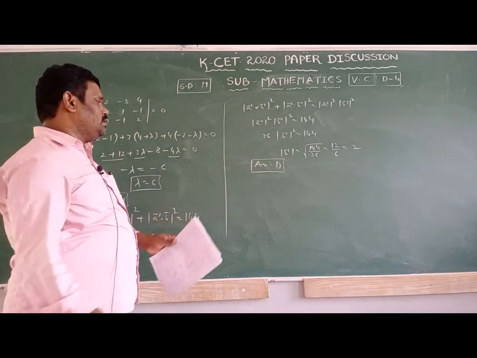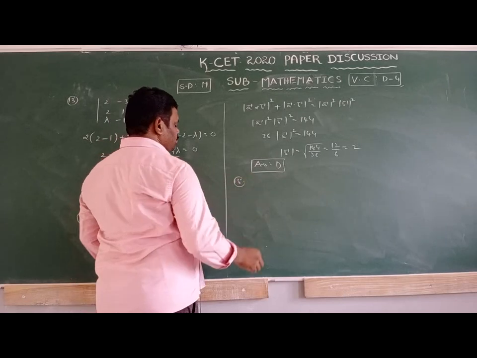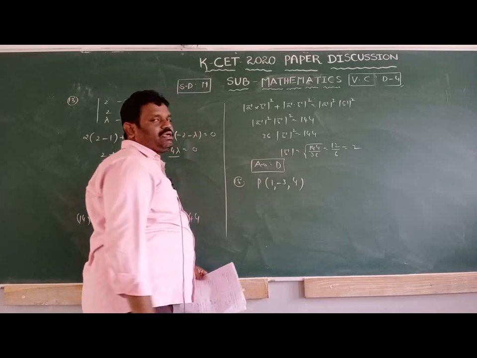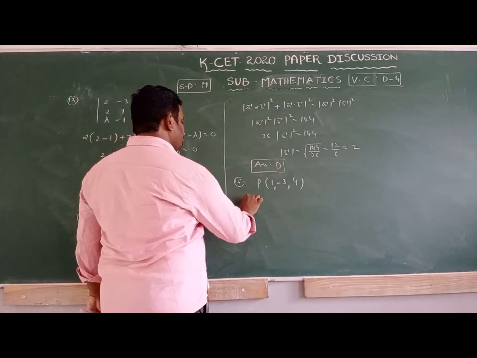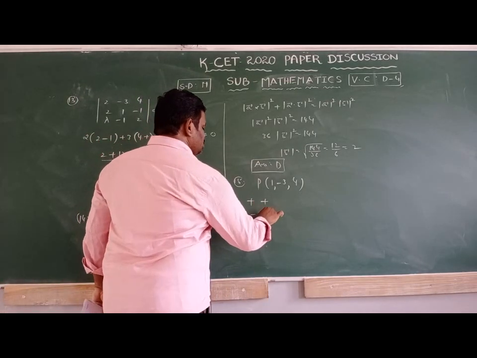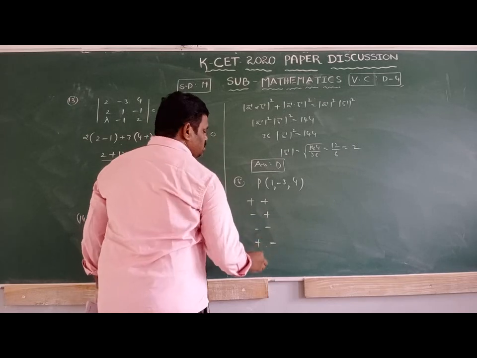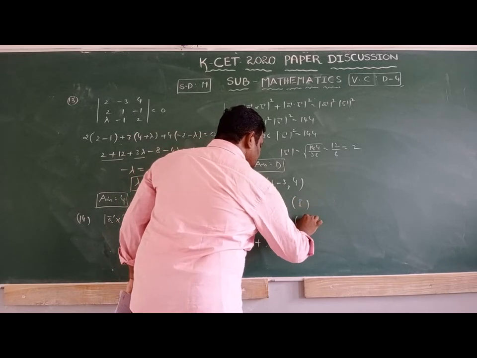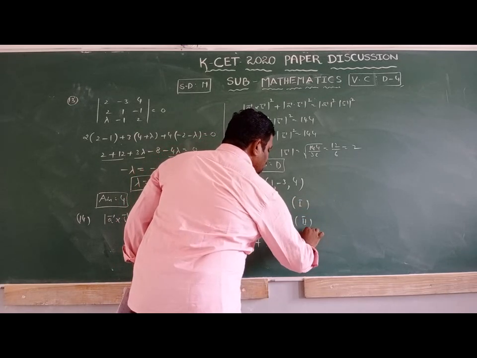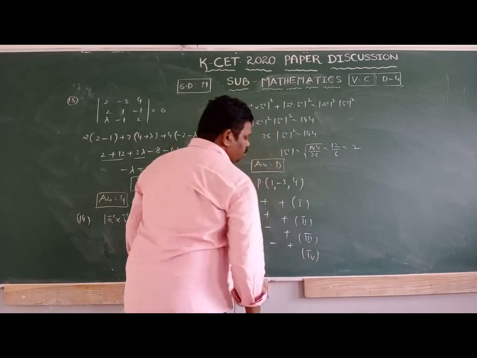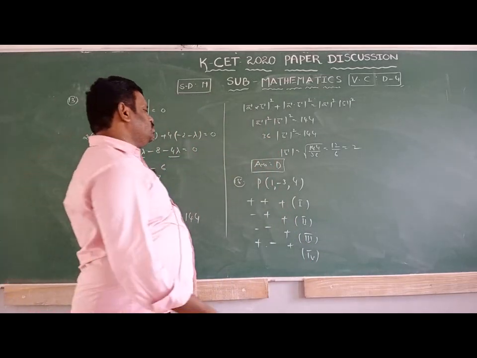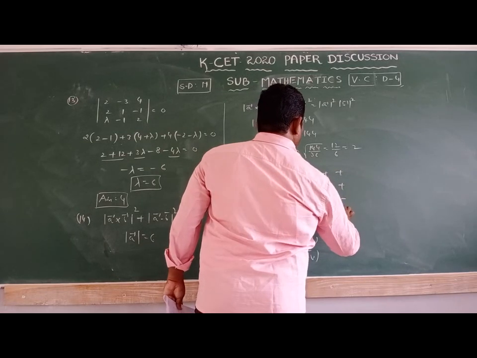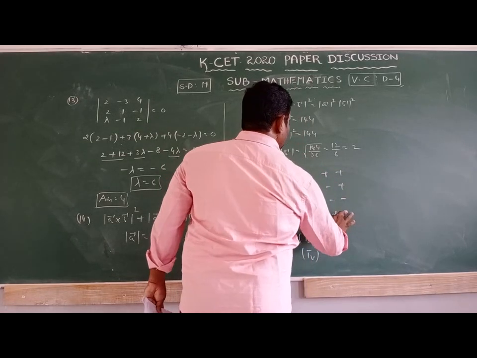Next, 15th bit. Just a point is given here: 1, minus 3, 4. If you want the octant, remember the method: first we add plus and minus for quadrants. This represents the first quadrant, this the second quadrant, this the third quadrant, this the fourth quadrant. So like that only the remaining. If you take like this: plus minus plus, minus minus minus, plus plus minus.